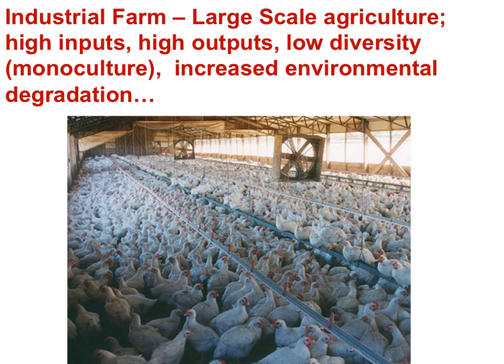The industrial farm is large-scale agriculture, high inputs and high outputs for the purposes of turning a profit. Industrial farms are often monoculture farms, low diversity. Industrial farms experience more environmental degradation than subsistence farms. Thus, industrial farms are considered to be less sustainable.